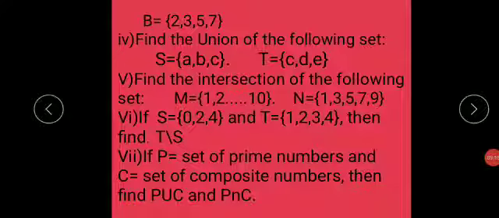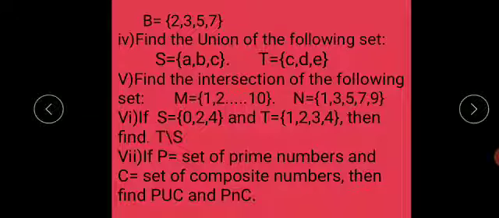Fourth part is find the union of the following set. Set S is ABC and set T is CDE. Fifth part is find the intersection of the following set. Set M is a set of 1 up to 10 and N is a set of 1, 3, 5, 7, 9. Sixth part is if S is equal to 0 to 4 and T is a set of 1, 2, 3, 4, then you have to find T minus S.